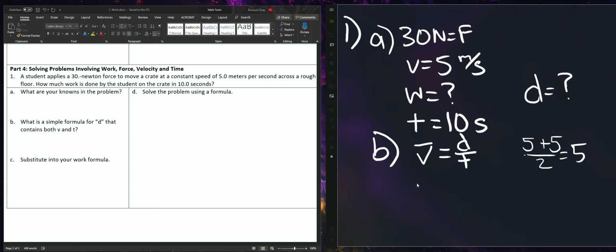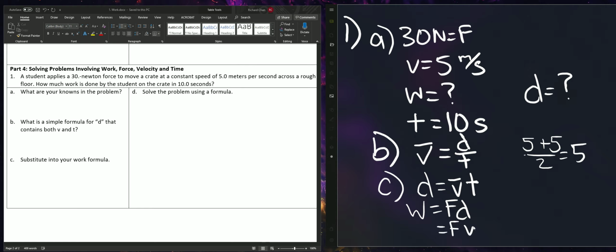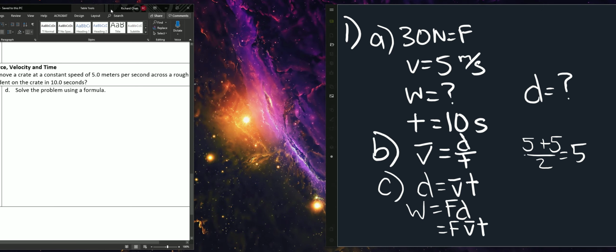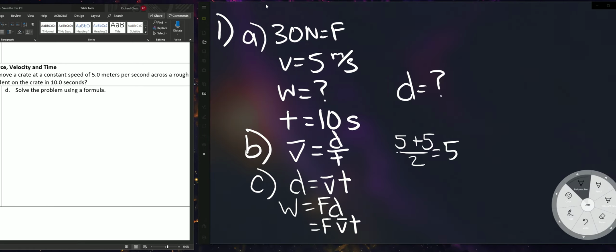So substitute into your work formula. If V bar is equal to D over T, then that must mean D is equal to V bar times T. So we're just going to substitute it into our work formula. And so this is C. If D is equal to V bar times T, well then work is equal to force times V bar T. And now we get to D.